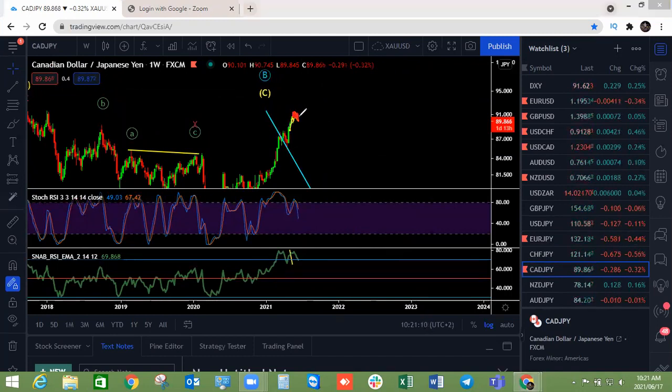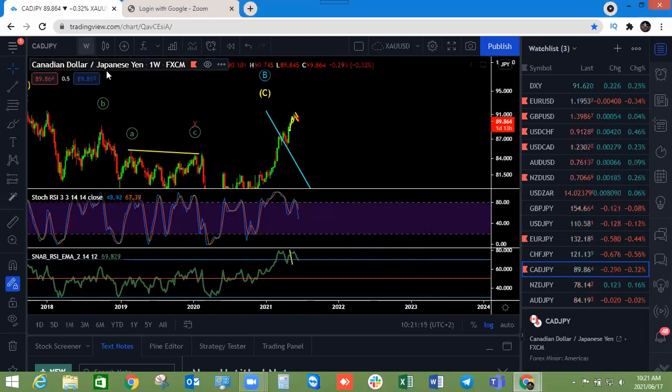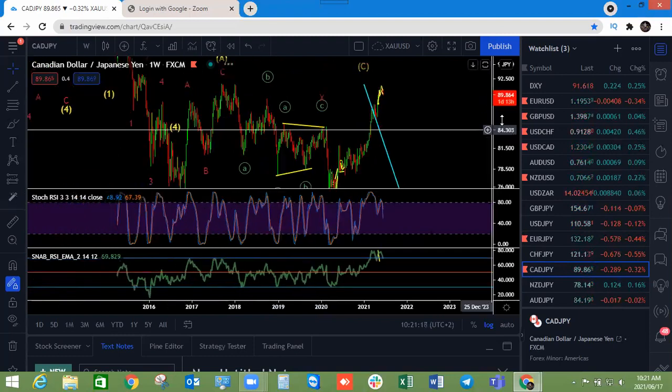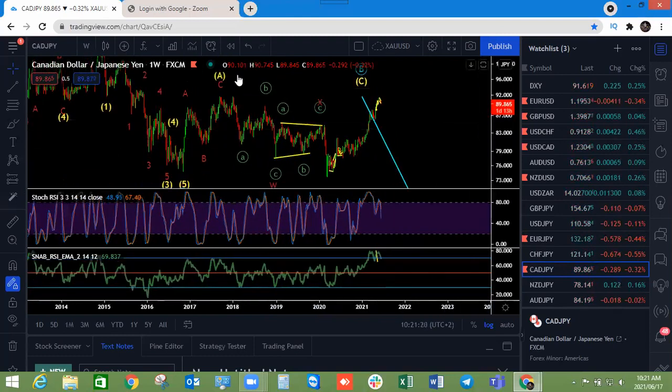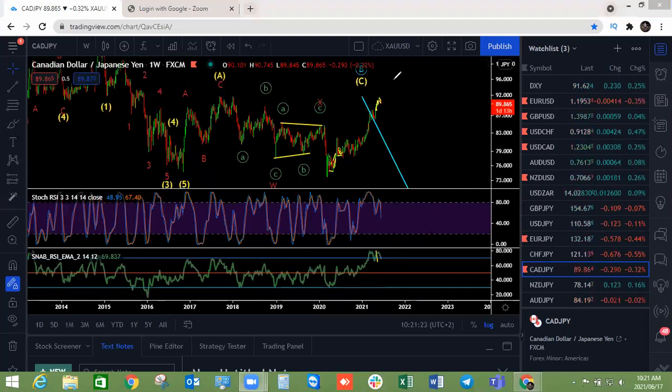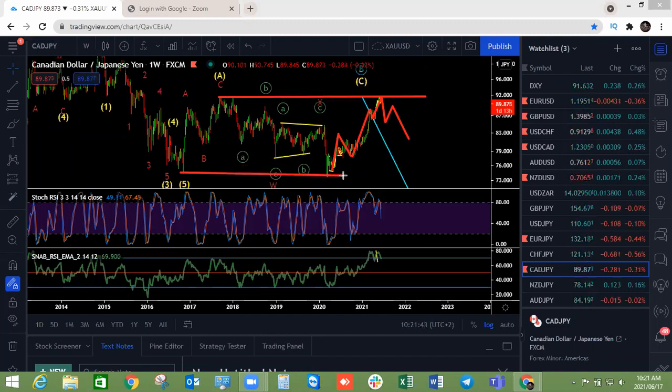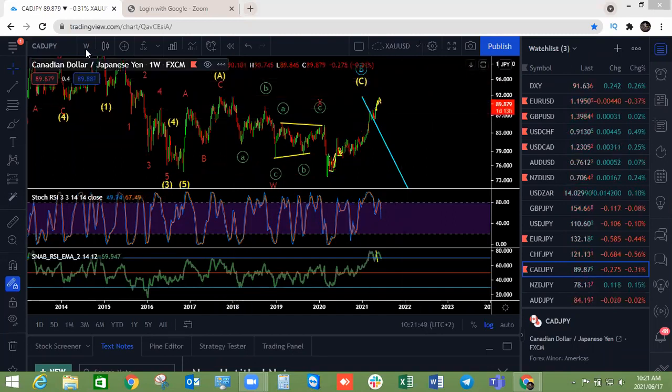So this is CAD yen. We are still in this corrective structure on the weekly, but this is making a deeper correction now. So just look at the weekly. We've made 5 waves, 1, 2, 3, 4, and a 5. It will not be a surprise if we get back to these levels on CAD yen. We wanted it to reach this level. We are currently exactly there, just like Pound yen. So there will be nothing wrong if this starts reversing from current levels.